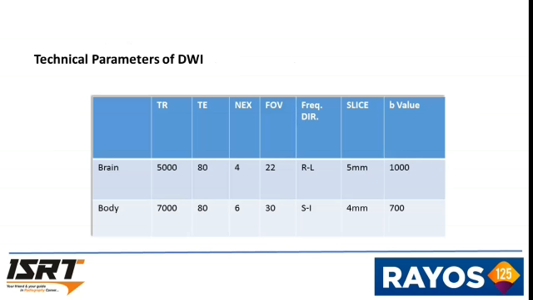Technical parameters of diffusion weighted imaging. In brain imaging, TR in the range of 5000, TE 80, number of excitations 4, FOV 22, frequency direction right to left, slice thickness 5 mm and B-value 1000. Body imaging, TR in the range of 7000, TE 80, number of excitations 6, FOV 30, frequency direction superior to inferior, slice thickness 4 mm and B-value 700.